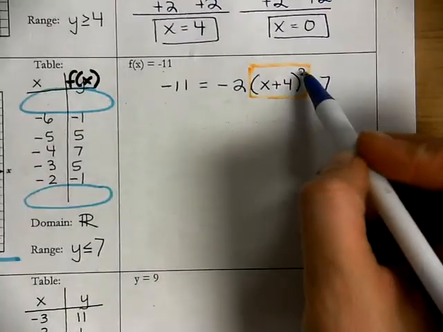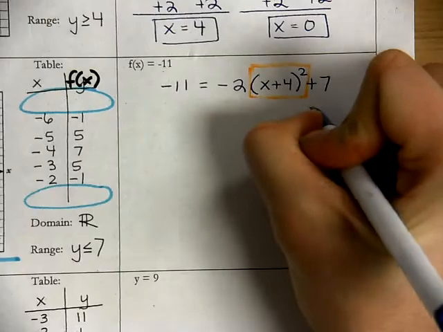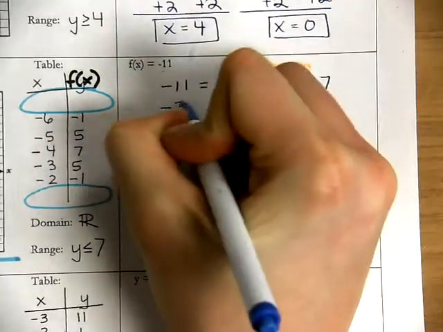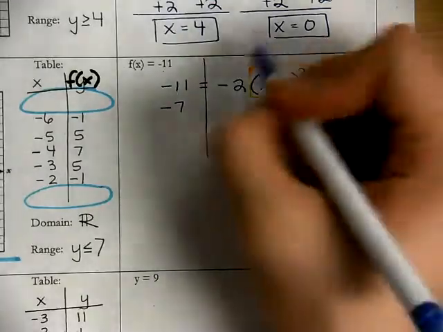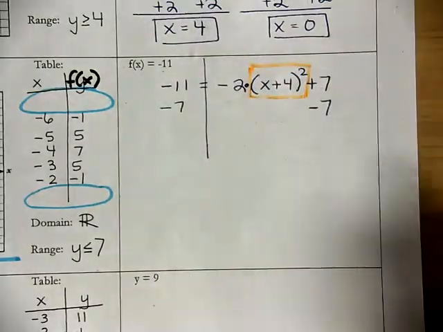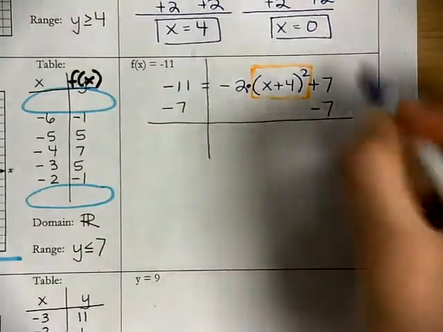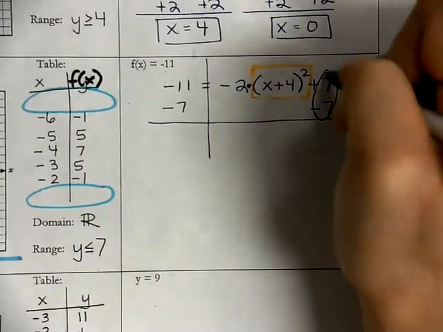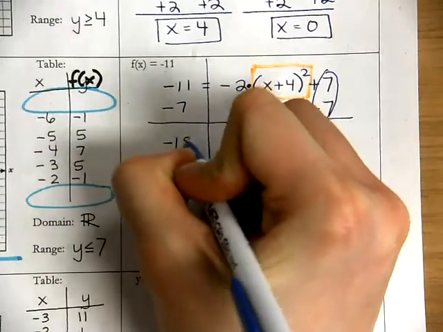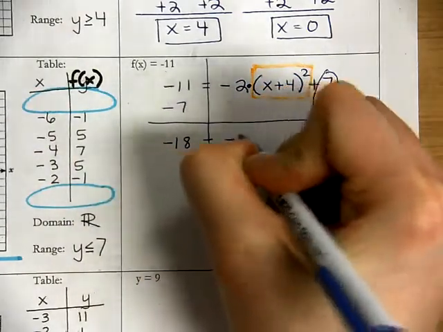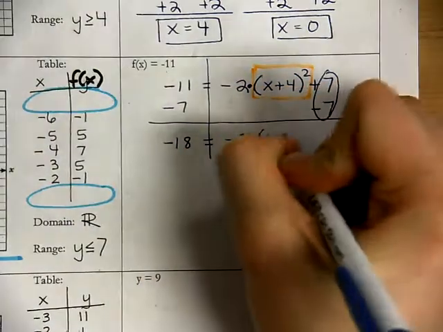We want to isolate what's being squared. So first step would be to subtract 7 from both sides. Remember, we do the inverse order of operations. So this is multiplication, this is addition. So to solve, we subtract 7 from both sides. That adds to be 0. And on the left-hand side, we have negative 18 is equal to negative 2 times (x plus 4) squared.